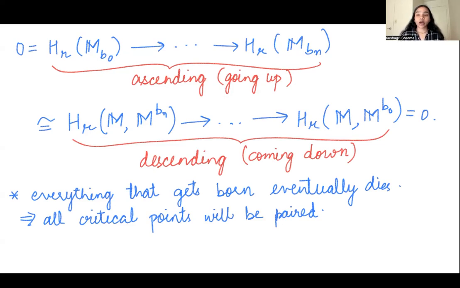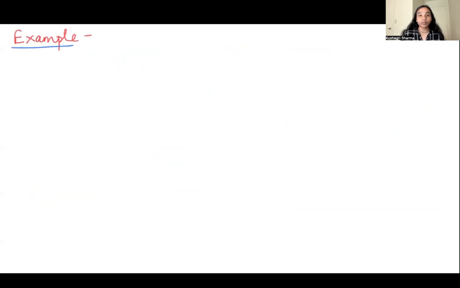So we keep on modding out by the super level sets, starting with modding out with MBN, then MBN minus 1, and so on till MB0. And so we start with 0 and we end at 0. So everything that gets born eventually dies. And this is how we ensure that all the critical points will be paired. So extended persistence ensures that every critical point will be paired.